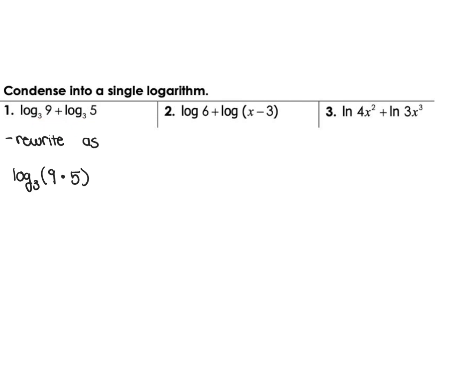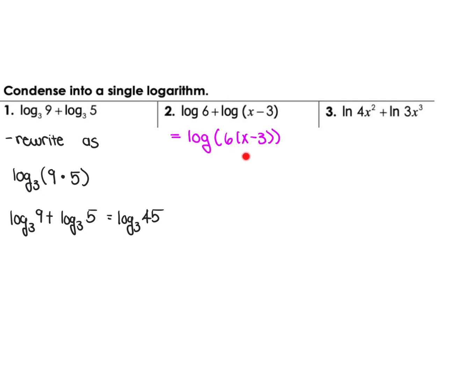So we can rewrite this as log base 3 of 9 times 5, and this will be log base 3 of 45. Now we have log of 6 plus log of x minus 3. So we're going to rewrite this as log of 6 times x minus 3, which is log of 6x minus 18.